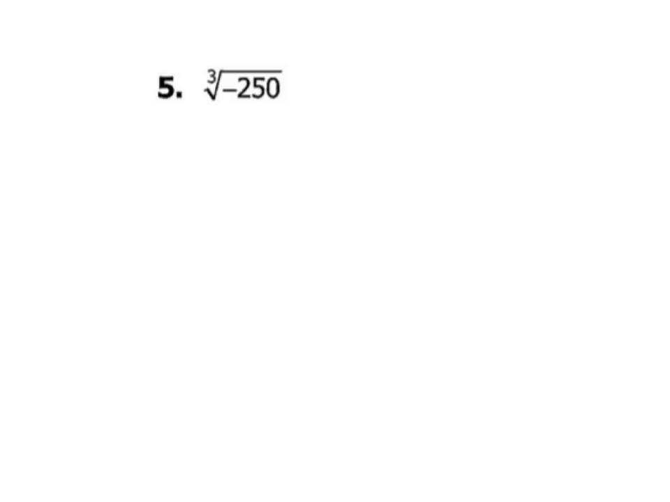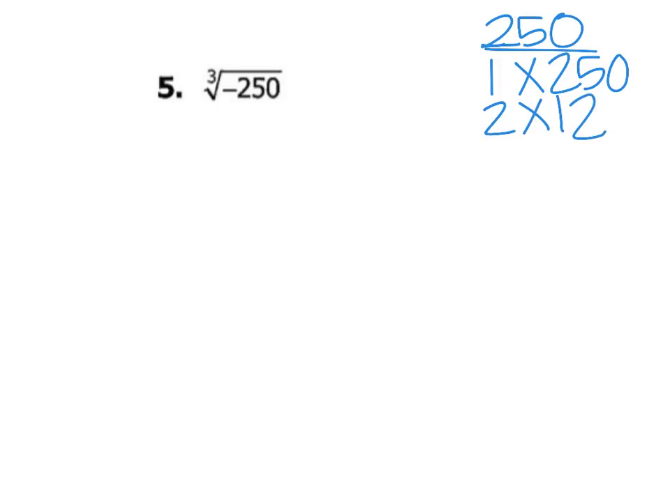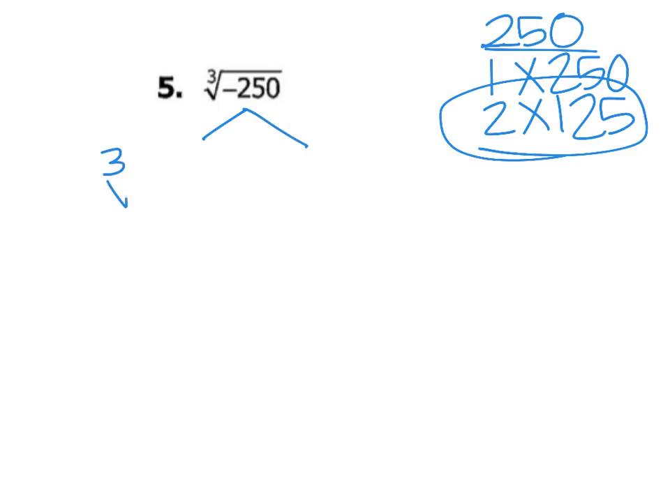All right, so first thing we want to do is find all the factors of 250 until we get one that's a perfect cube. So we can break down 250. So 1 times 250, not perfect cubes. 2 times 125. Oh, 125 is a perfect cube. 5 cubed gives us 125. So let's break this down. Break it down to the cube root of negative 125 times the cube root of 2.